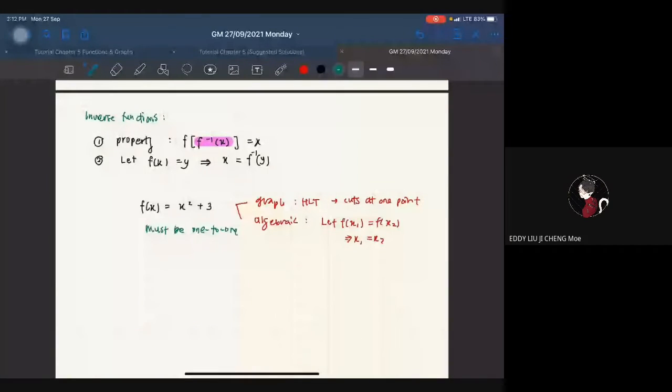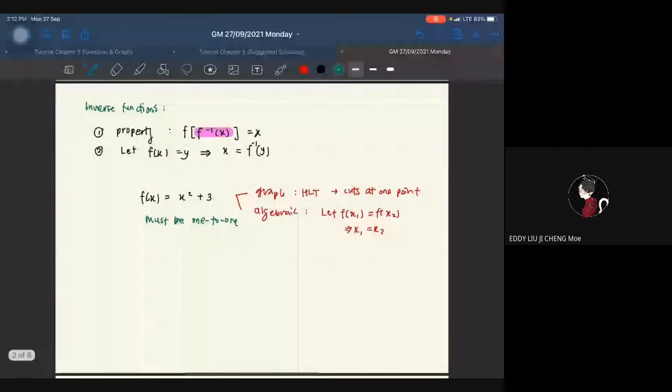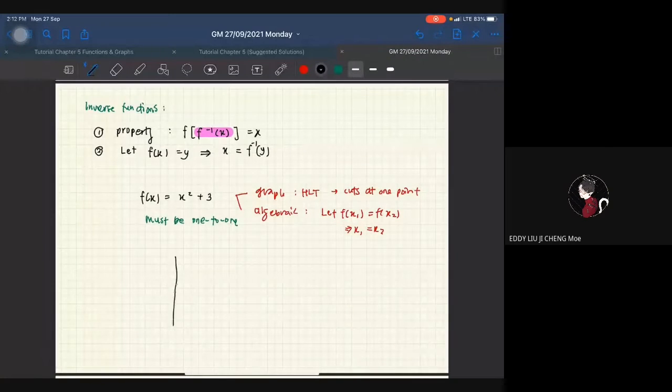Kita dah tahu cara macam mana nak cari inverse dan cara macam mana kita nak kenal pasti dia adalah inverse function ataupun tidak. Contohnya saya ada satu graph. Let's say I have a graph. This is X, this is Y. Awak punya graph tu lebih kurang macam ni. Dekat sini adalah point 3.